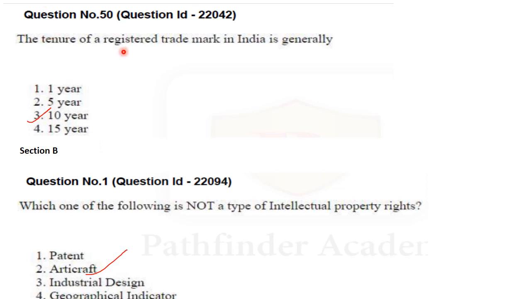Then next one. The tenure of a registered trademark in India is generally 10 years. Answer is option 3, 10 years.